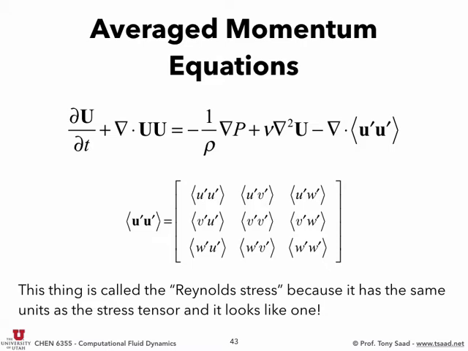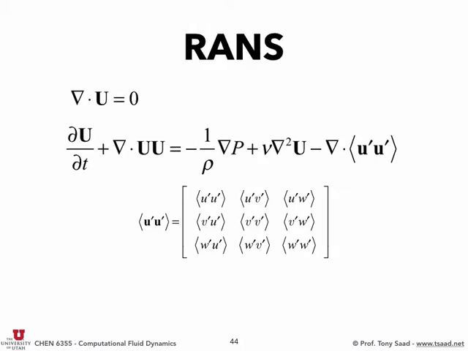Now, this is a tensor. u prime u prime is a tensor that looks like this. And this thing is called the Reynolds stress tensor because it looks like a stress tensor. So we call this the Reynolds stress tensor. Now, formally, the RANS equations are given by this system of equations. Div u equals 0, and then du dt plus div uu, same as the Navier-Stokes, plus this extra term over here. We don't know what to do with this term yet.